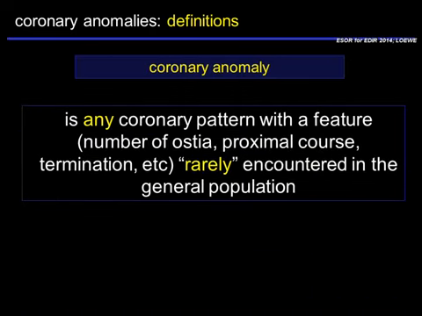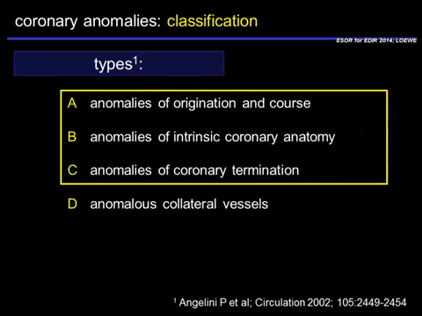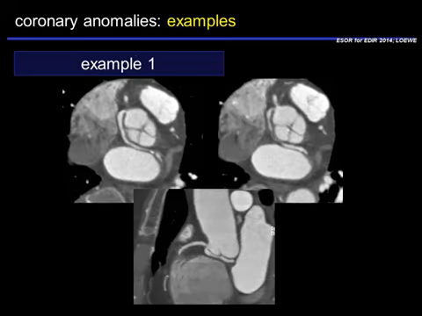Coronary anomalies is any coronary pattern with a feature rarely encountered in the general population, and there are different types of coronary anomalies, including anomalies of the origination and course, of the intrinsic coronary anatomy, or of the coronary termination. The anomalous collateral vessels are not a task for our imaging modalities, but the group A to C can be nicely seen and diagnosed based on cardiac imaging.